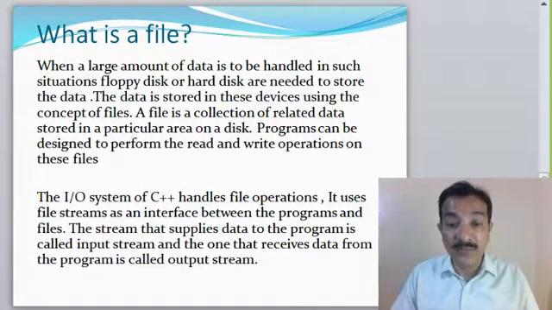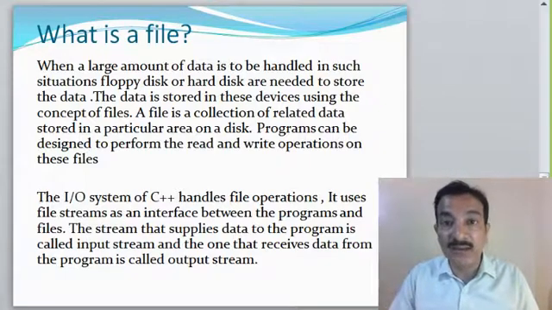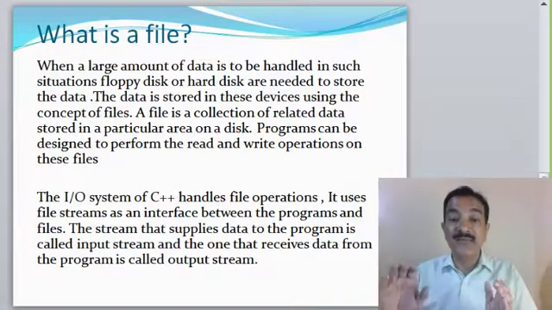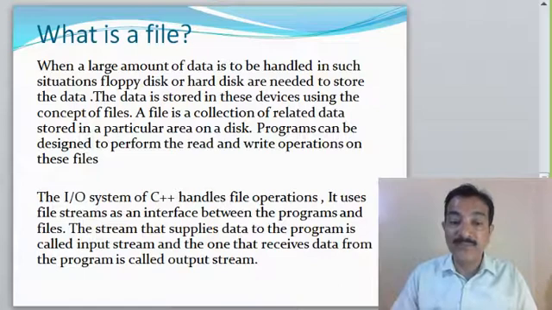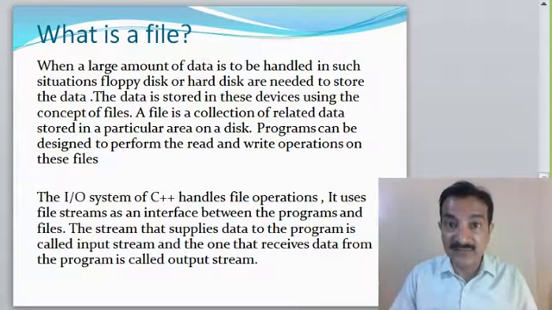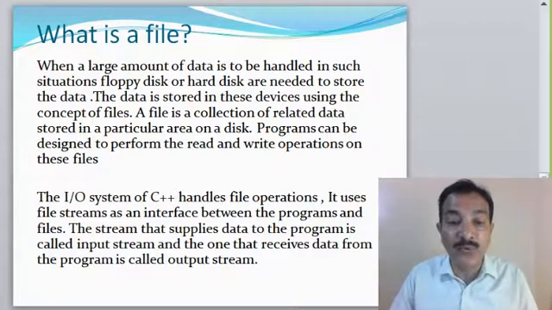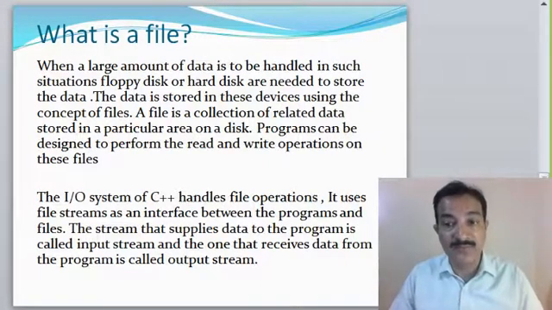The I/O system of C++ handles file operations. So it is automatically handled by the I/O system of C++. It uses a file stream as the interface between the program and the file. Just like you have iostream, you have file streams. The stream that supplies data to the program is called an input stream. So if you are reading something from the file, it is an input stream, and the one that writes data from the program is called an output stream.